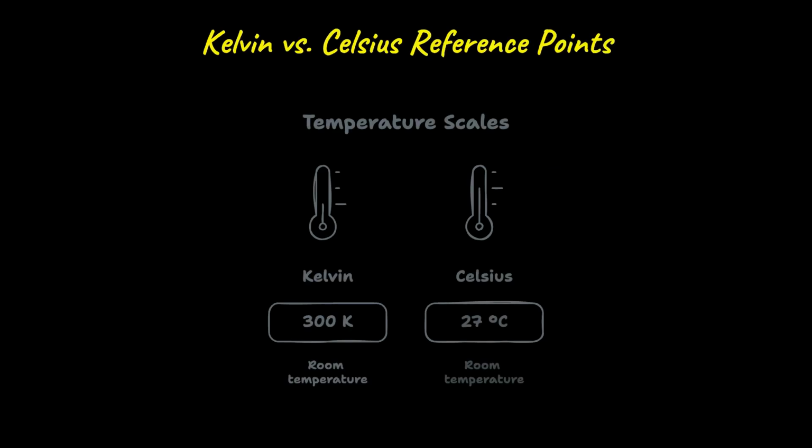Kelvin and Celsius are identical in degree size, but shifted by 273.15. Water freezes at 273.15 K and 0 degrees. It boils at 303.15 K and 100 degrees. The offset is fixed, so converting between them is always just adding or subtracting that constant.